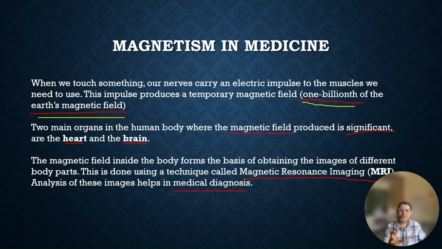But which are those organs which have a very high magnetic field compared to all other organs? It is the heart and the brain. The heart and the brain have a higher magnetic field. And because of this magnetic field in our body, we can use this to capture images and help us identify in diagnosis if there is any tumor or any inconsistencies in different organs of the body. That technique is called magnetic resonance imaging, MRI. You must have heard that. It is used in medical diagnosis.